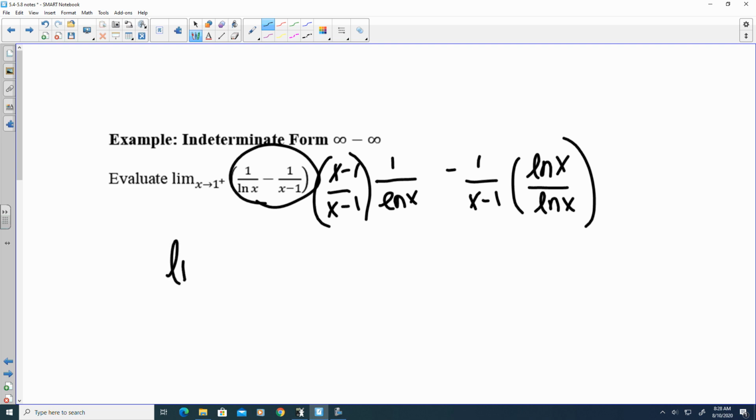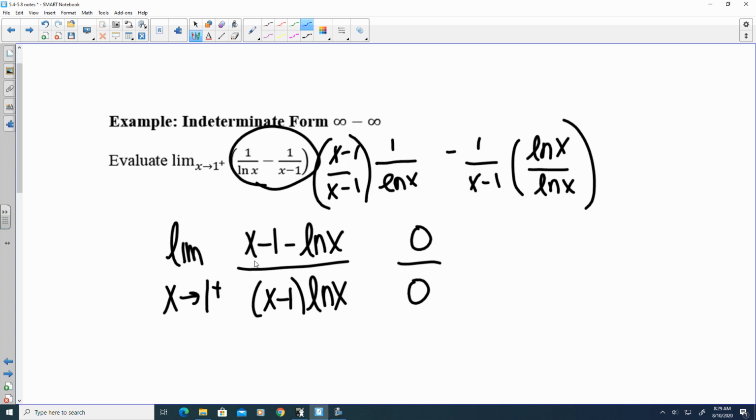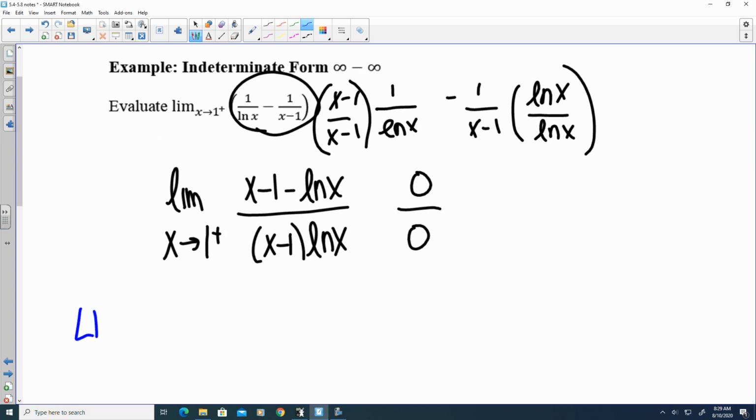Okay, so what I really have now, once I get that common denominator, whoops, that's a 1, not a plus, is x minus 1 minus natural log x over our common denominator. So now when I look at what this would be if I was approaching 1 from the right, I'm going to get 0 on top and 0 on bottom. Yay, indeterminate form. So I can do L'Hopital's and make this a simpler equation to take the limit of.